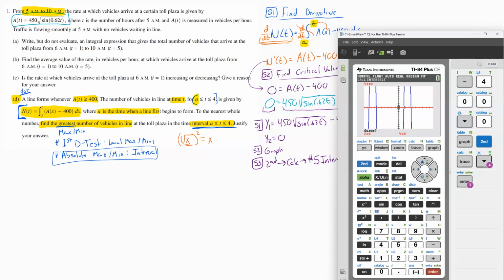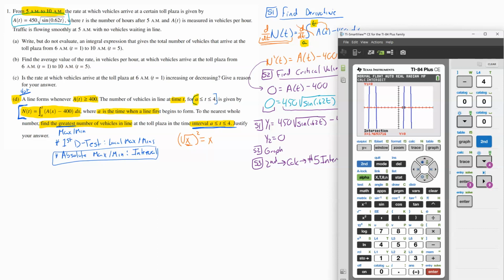Then from there, it wants us to guess. This is the important one. When you guess, all you're doing is just pointing the calculator into the vicinity of where you want it to start looking. It doesn't affect the answer. So I'm going to guess right about there. I hit enter a third and final time. And at the bottom of the screen, I know I will have done it all right because it will say the word intersection. And whatever that x value is going to be our first critical value.